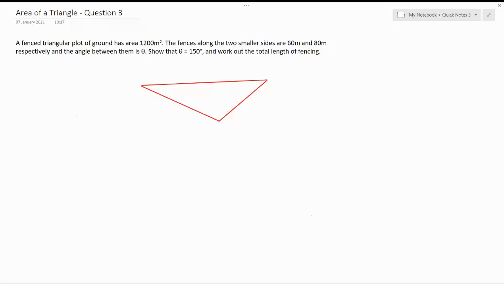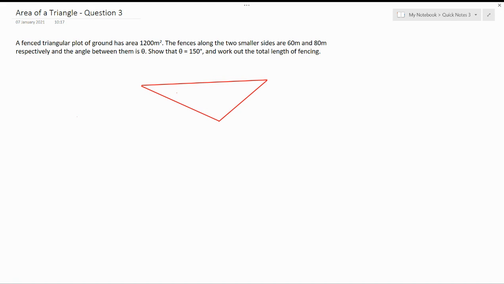We've got this fenced plot of land. It's got an area of 1,200 meters squared. Fences for the two smaller sides are 60 and 80 meters respectively, and the angle between them is theta. Show that theta is 150 degrees and work out the total length of fencing.